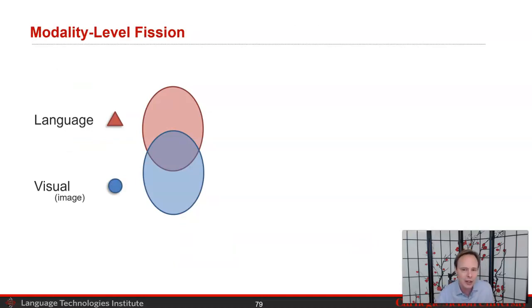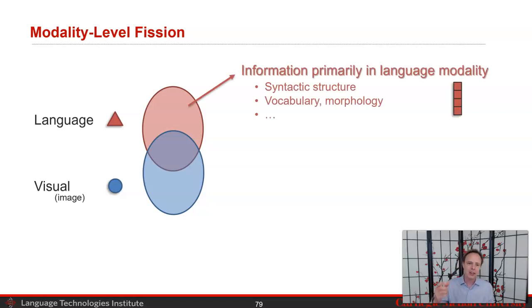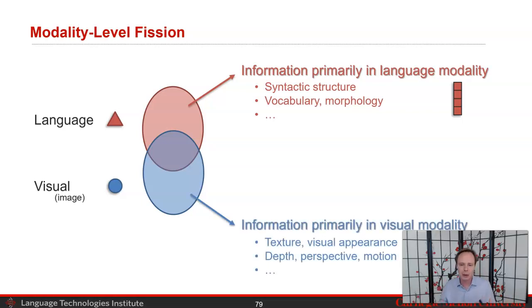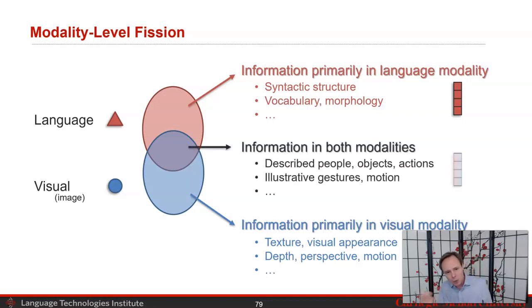So modality-level fission will say, hey, there is one representation that's all the information that's specific, let's say in this case for language, maybe something more about the syntax, the structure, the vocabulary, the morphology. And maybe there will be another representation that's more about the texture, or more about the depth information, for example. And then finally, the interaction term, where both modalities will happen.